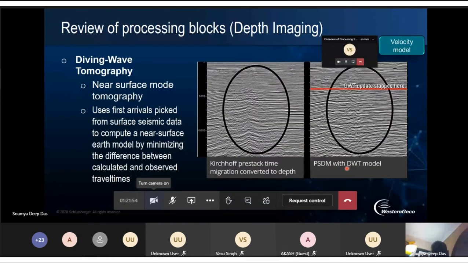And this goes and then adds up to the next sequences, which I have presented in the previous step, the loop. So this is the example: on the left is a P-stack time migration converted to depth without diving wave, where the near surface was not good. On the right, with the same PSD, it's a diving wave model in the near surface.